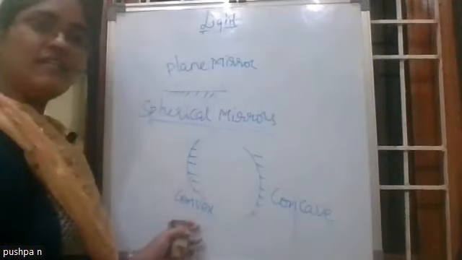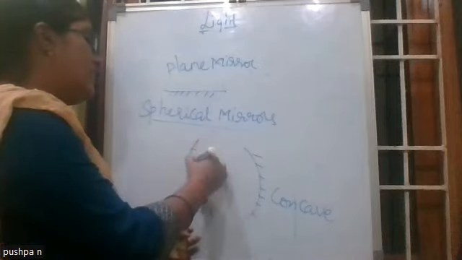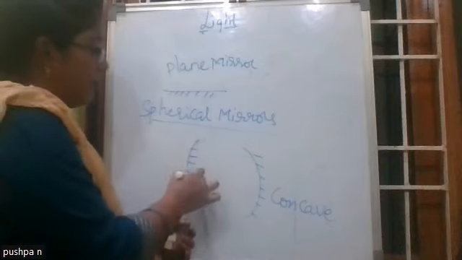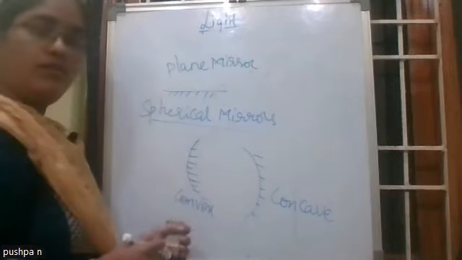Here, convex lens means what does it do? If you observe, the inside is painted with a silver coating. Why is it painted? To reflect the light.